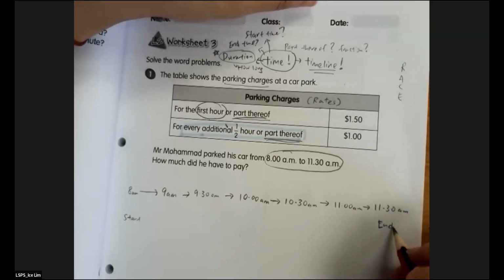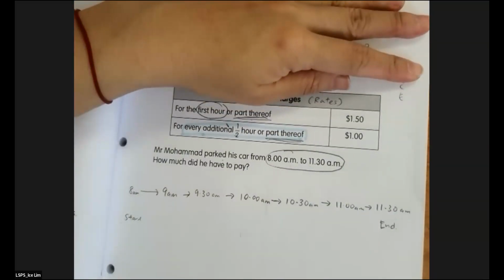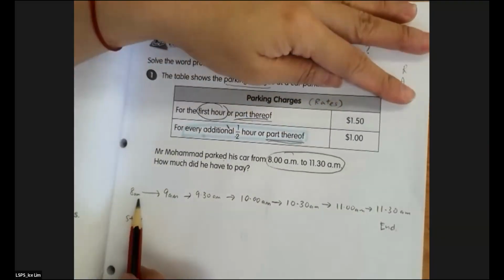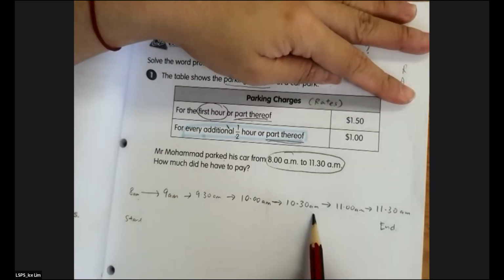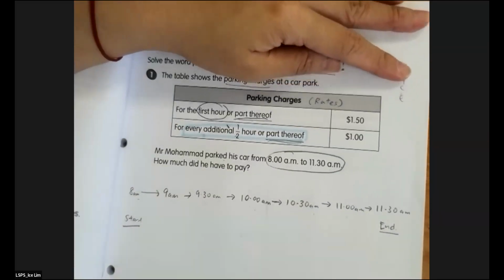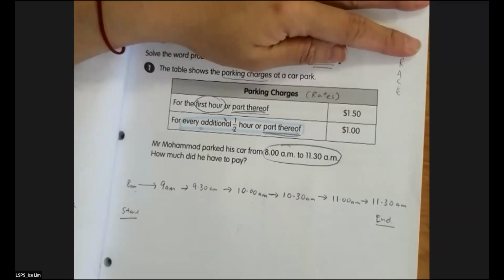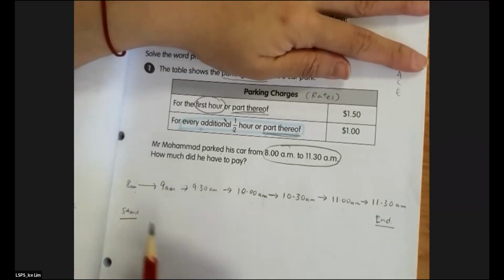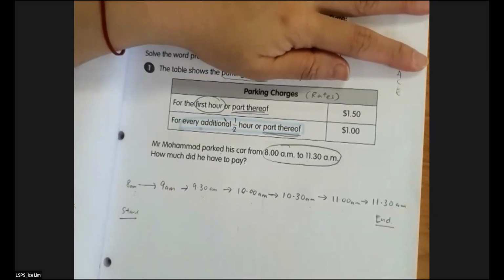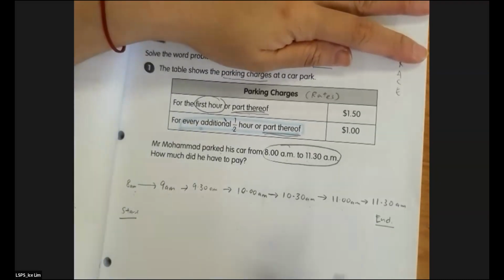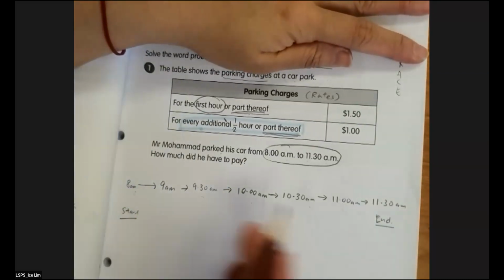Okay, here's the first one. I wrote 8 to 9, 9 to 9:30, 9:30 to 10, 10 to 10:30, 10:30 to 11, 11 to 11:30. Can you understand? Okay. Now, I wrote 8 to 9. Then I suddenly went to 9:30 instead of 10. Anybody can guess why? Yes. Okay, very good. But why is it 9 and not 10?